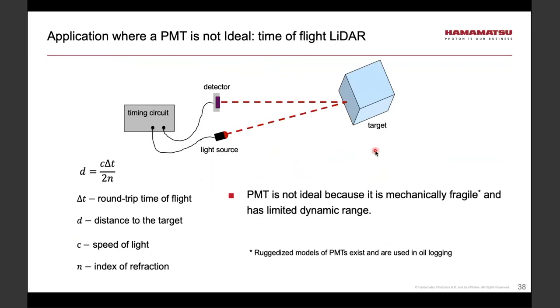Now, an application where PMT would not be ideal is automotive LiDAR. LiDAR is a technique of finding distance using light. In this depiction, this is a time of flight approach where a light source produces a pulse of light, which reflects from the target and is detected by the detector. We measure time of flight, and from that we get distance. However, if this is meant to be on cars, PMT is not ideal because it's mechanically fragile, has a limited dynamic range, and if accidentally exposed to full light while powered, it can be permanently damaged.